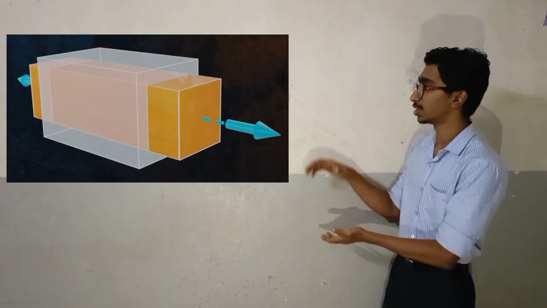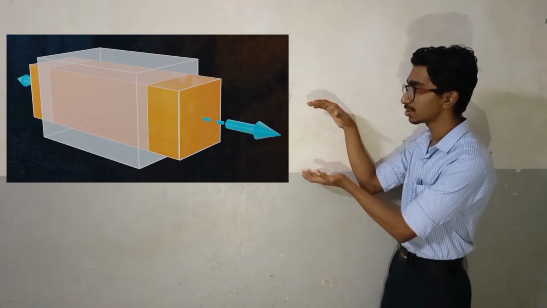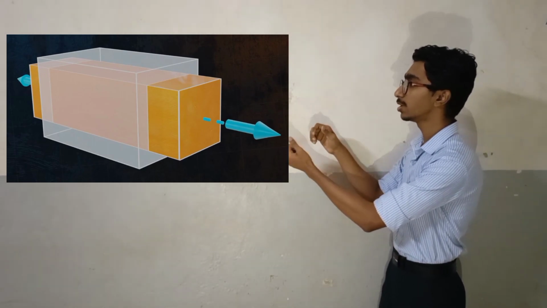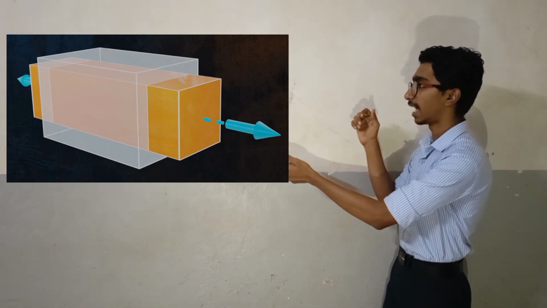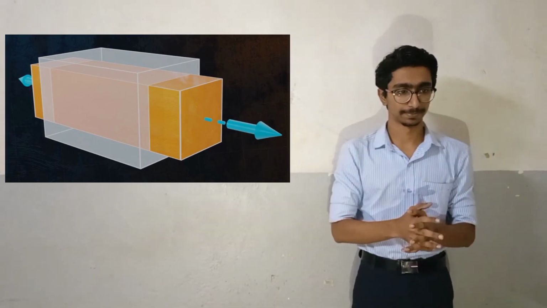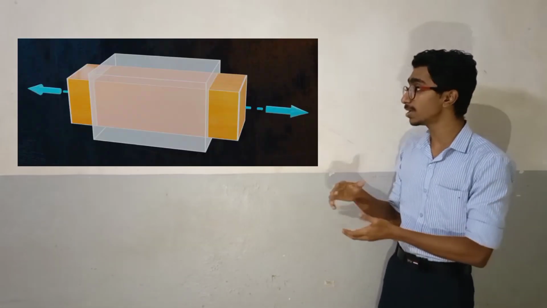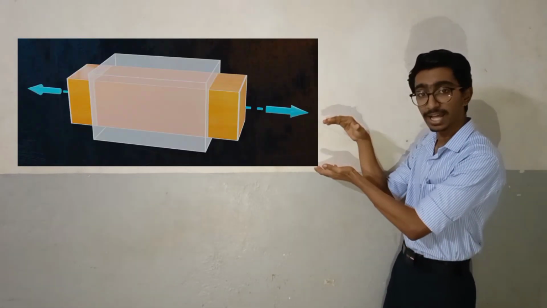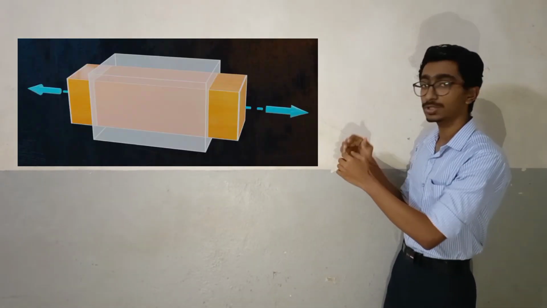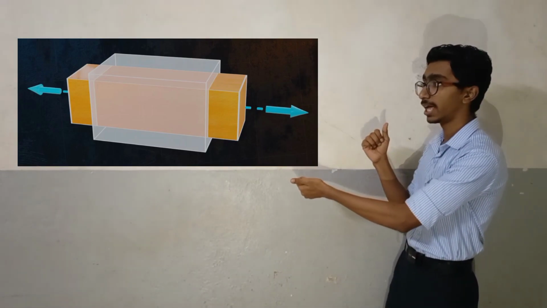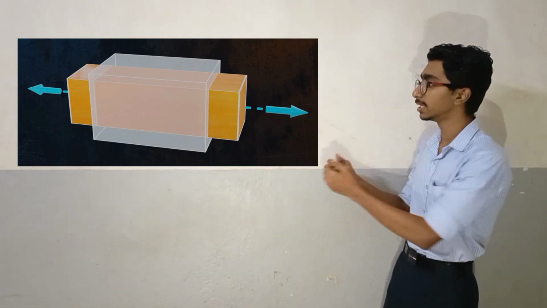Poisson's ratio is a ratio of lateral contraction strain to the longitudinal strain in the direction of the force applied. In simple words, it tells us how much it will contract in the lateral direction when the force is applied in the longitudinal direction, or when the load is applied in the longitudinal direction.